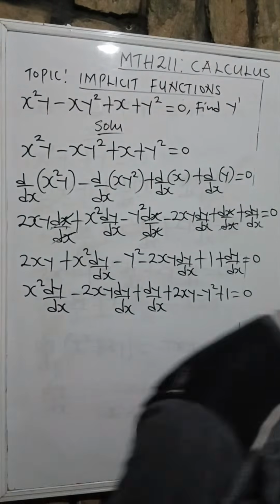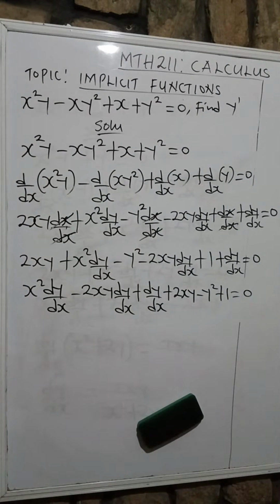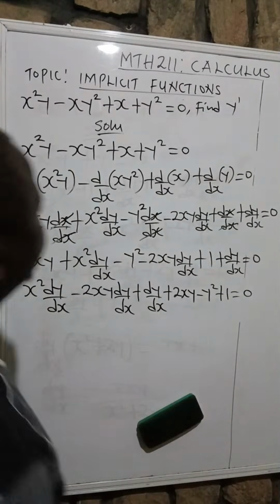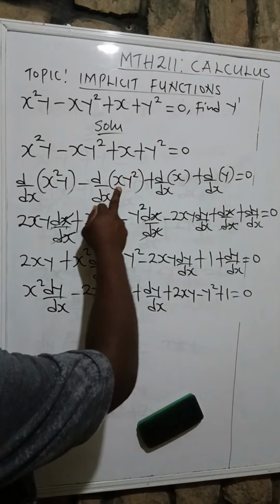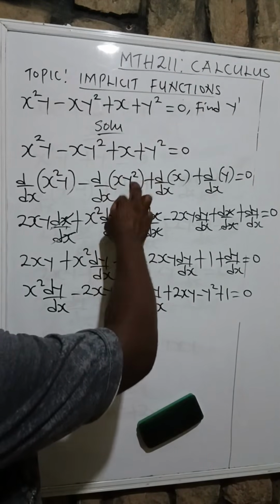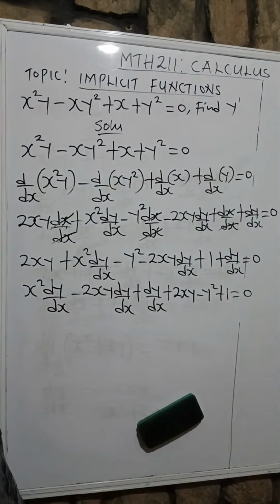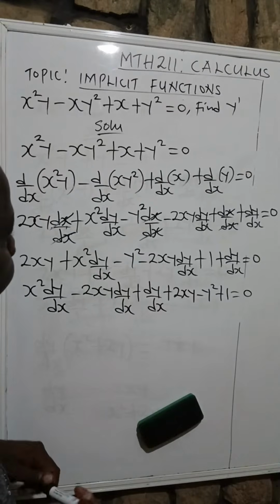Look at the board, please. Are you following? Oh, y squared. Look at it now. When we differentiated for x, we are going to have 1. We use it to multiply y squared. Look at it here now. So we are right. Is that clear? Okay.